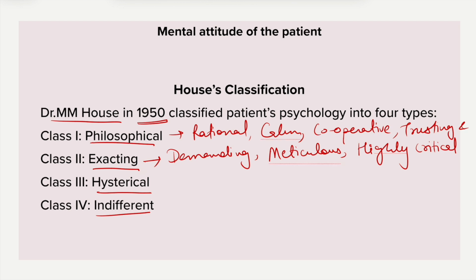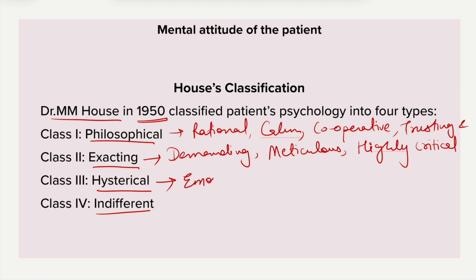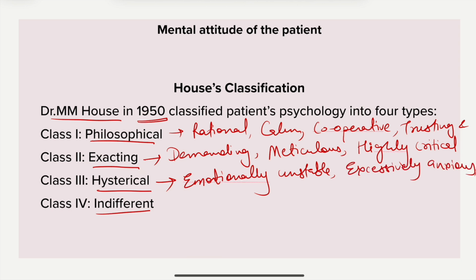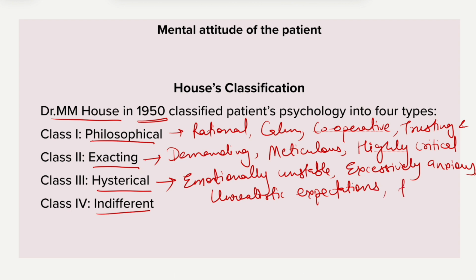Okay? Then comes the hysterical patients. These patients are characterized by being emotionally unstable, excessively anxious, with unrealistic expectations and frequent complaints. They often expect dentures to function exactly like natural teeth. Prognosis is poor in such patients. Adaptation is often difficult. Okay? These patients require significant psychological management.